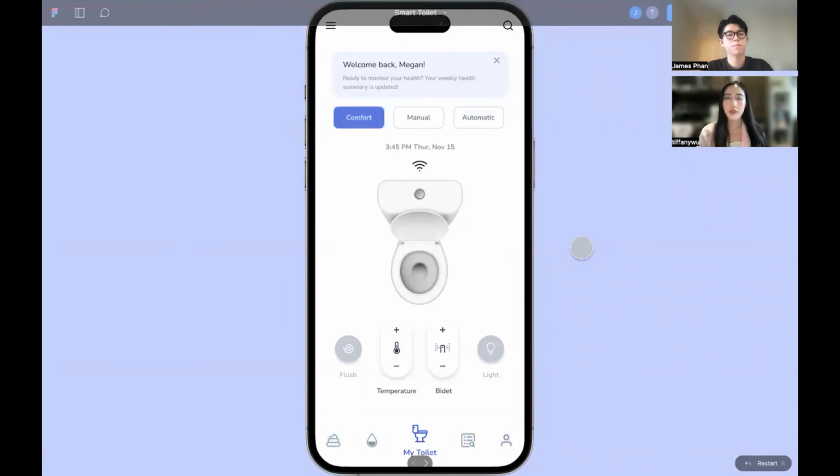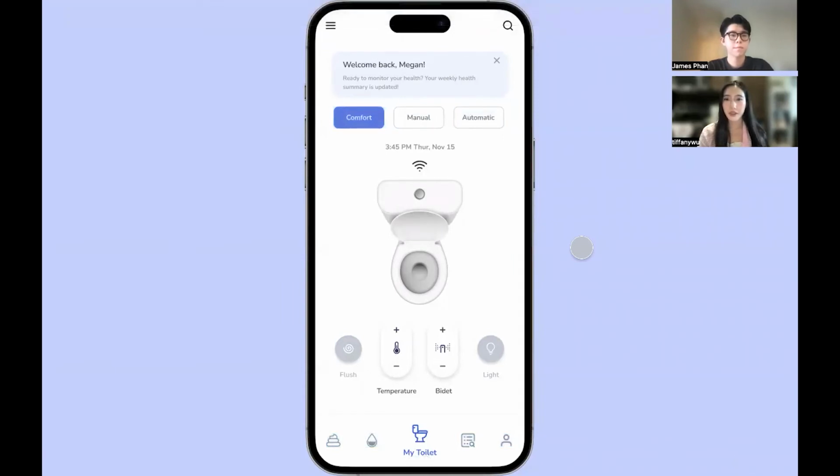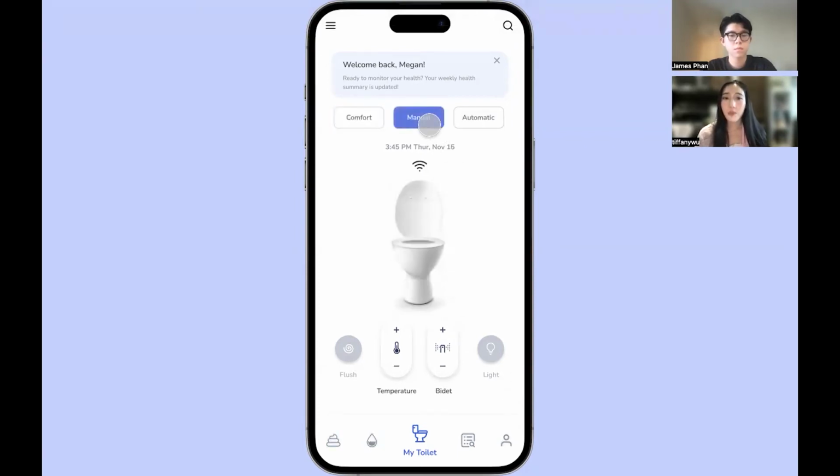Moving on to the next part of the presentation, James and I will be going through the user flows of our app prototype. Our main page on the app covers the basic functionality of the toilet, which includes flushing, heating, bidet, and a nightlight button. The analysis of urine and stool, the health summary, and the profile page can be found in the bottom navigation bar. We've also included 3 modes for the toilet: comfort, manual, and automatic, where users are able to use pre-configured settings or customize their own according to their needs.